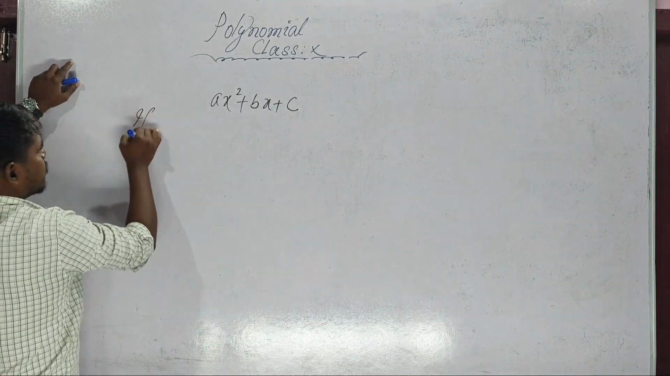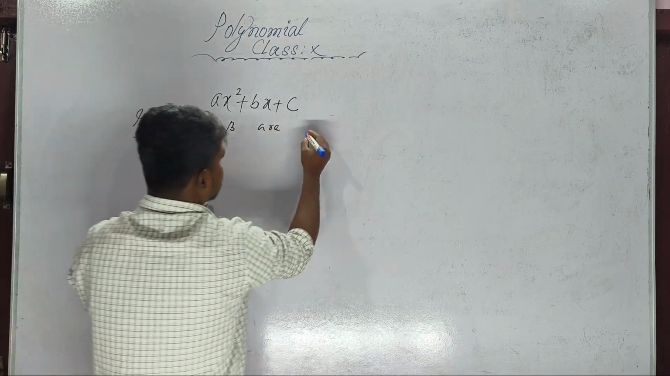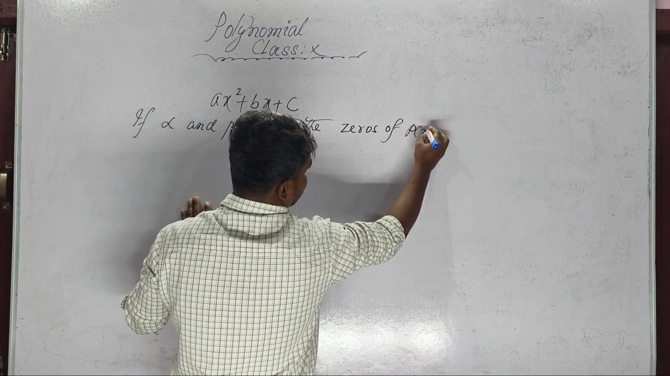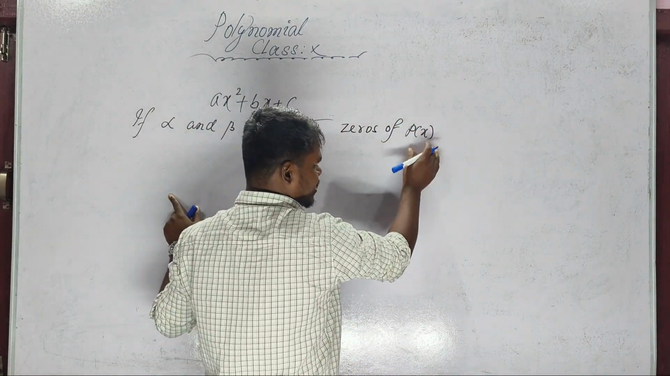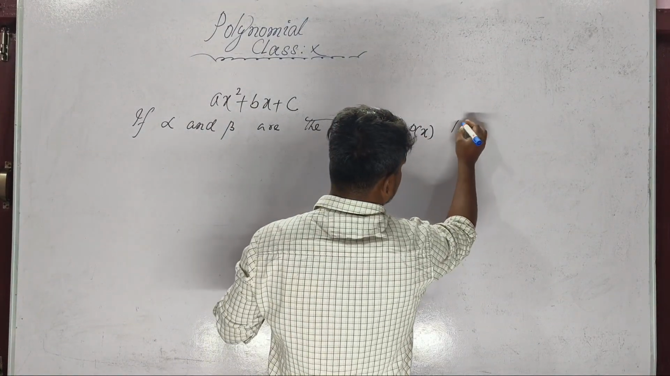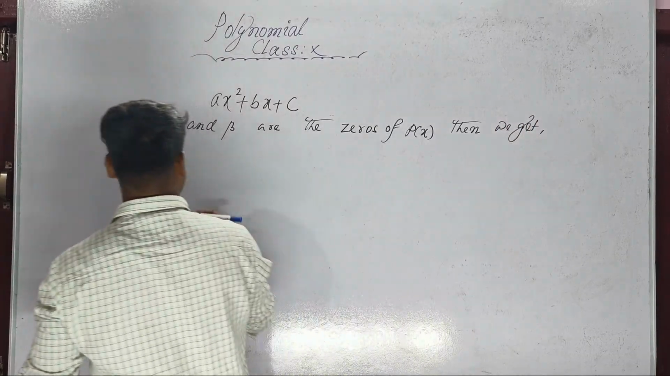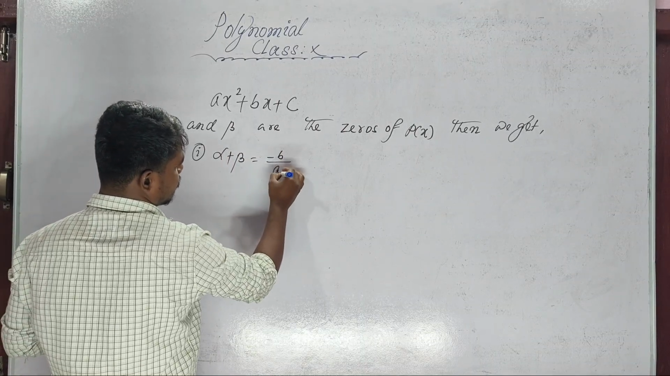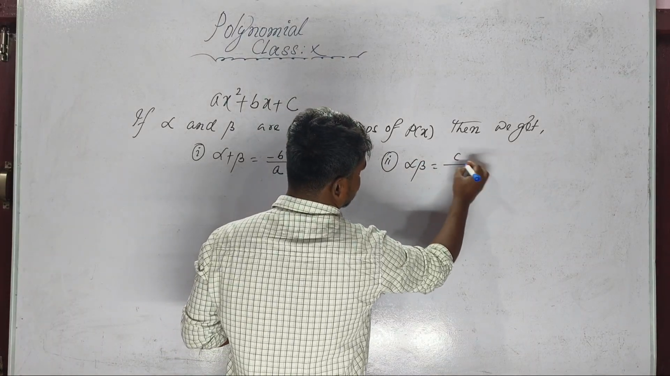If alpha and beta are the zeros of p(x). p(x) means a polynomial in variable x, represented in short as p of x. Then we get, first, alpha plus beta equal to minus b by a, and second, alpha into beta equal to c by a.